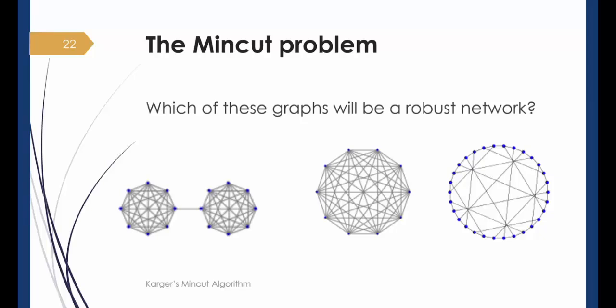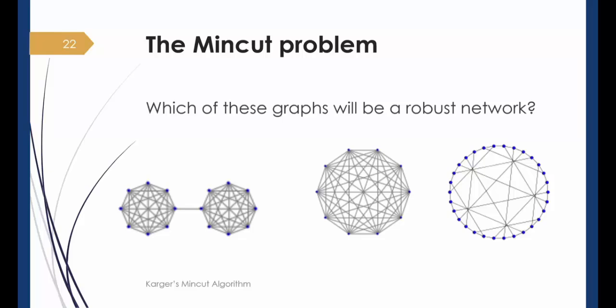Welcome to the second half of this lecture, in which we move on from data structures to talking about a randomized algorithm. In particular, we are going to look at a randomized algorithm for the mincut problem, and this was proposed by David Karger. And for this very fundamental problem, let me motivate it first.